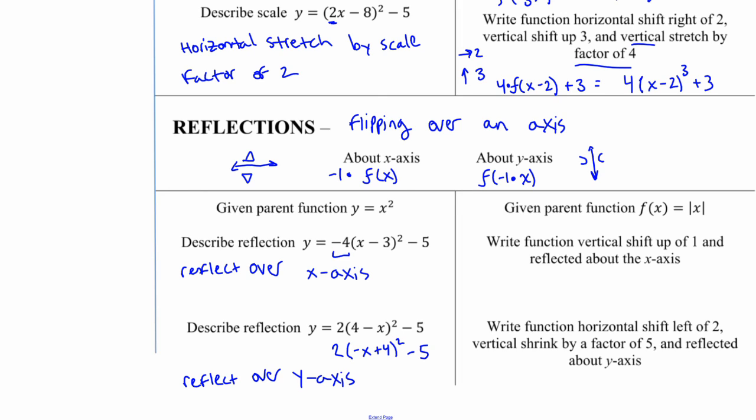All right, let's do one more example. So we have a parent function of, this time we're dealing with absolute value x. So we need a vertical shift up 1. So we want to go up 1. And we want to reflect about the x-axis. So that would be like -1 times our function, and then plus 1. Or -1 times absolute value x plus 1.